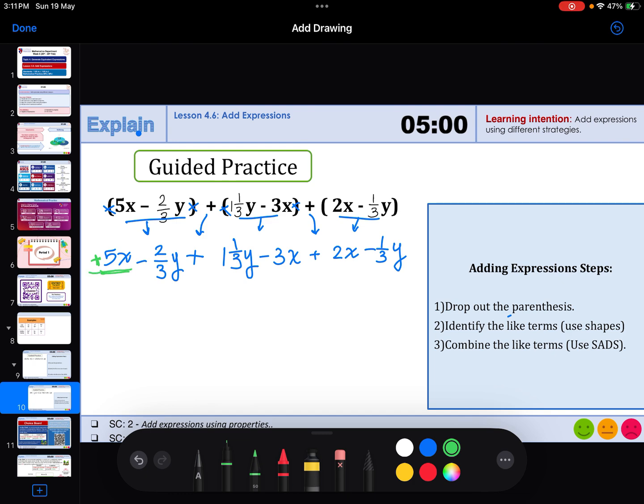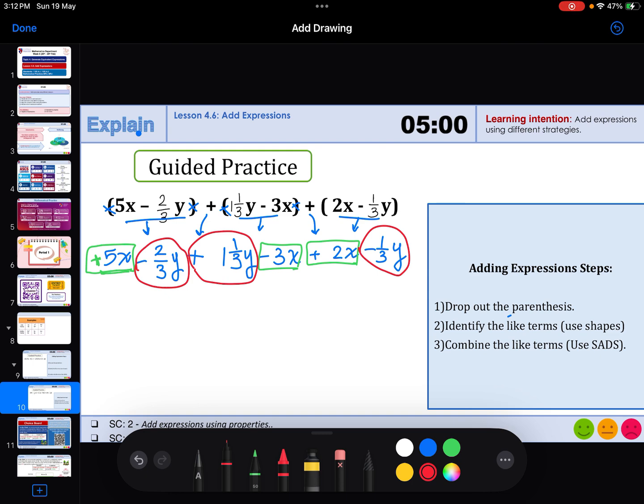Okay, so we have positive 5x is a like term with what? With the negative 3x. Can you see? I took the negative with it. With what as well? With the 2x but positive, okay? So all of these are like terms. Yes, it can be three terms that are like terms and I can combine all of the three. It's okay. Now let's select the other like terms. We have negative 2 over 3y. We have positive 1 and 1 over 3y. And we have negative 1 over 3y.